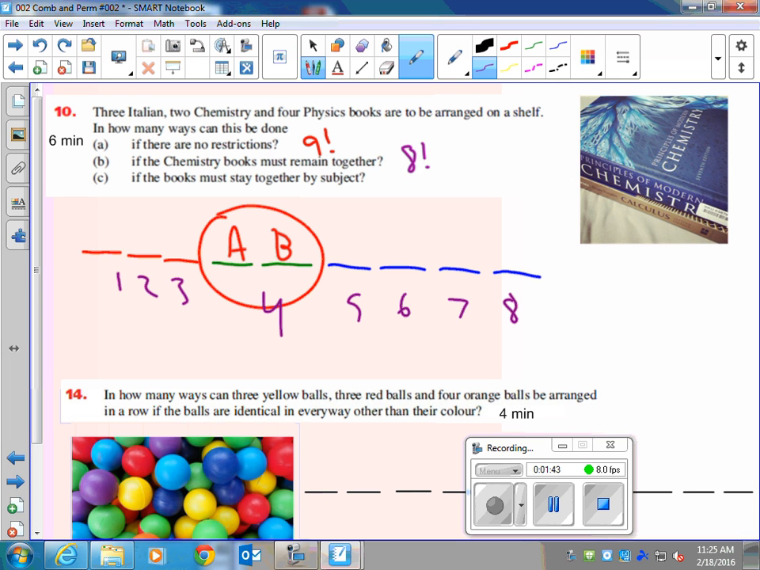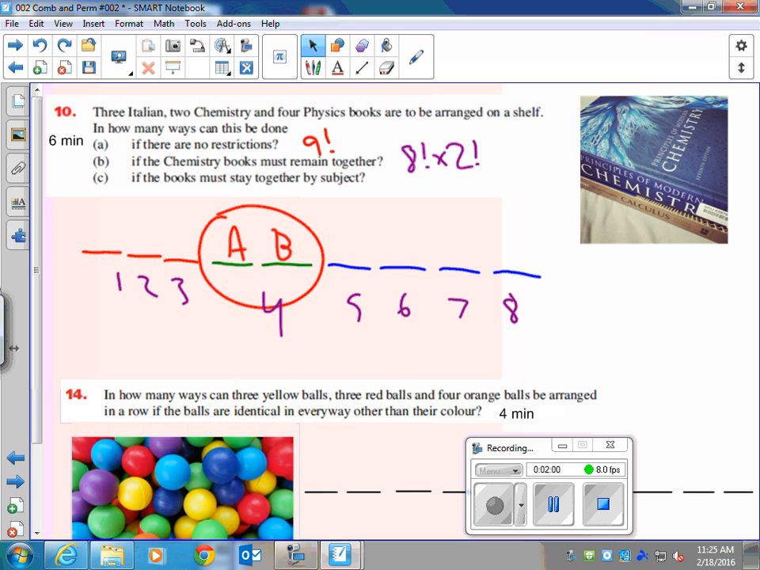But what's the one thing I haven't included yet? It could be BA. So there's 8 factorial for AB, and there's 8 factorial for BA. If you want to call it 2 factorial, you could.